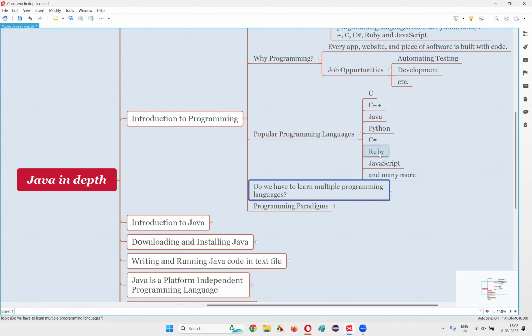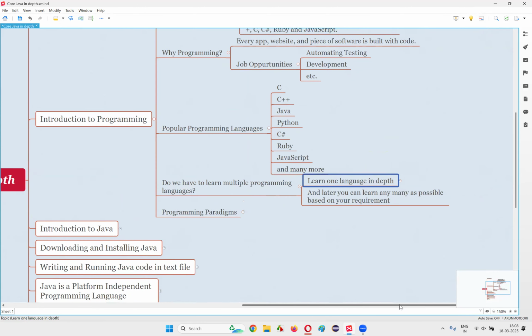If you have to learn multiple programming languages for your IT career and job opportunities, what should be your approach? All these things I'm going to cover in this topic. Do we have to learn multiple programming languages at a high level? That is yes, guys.